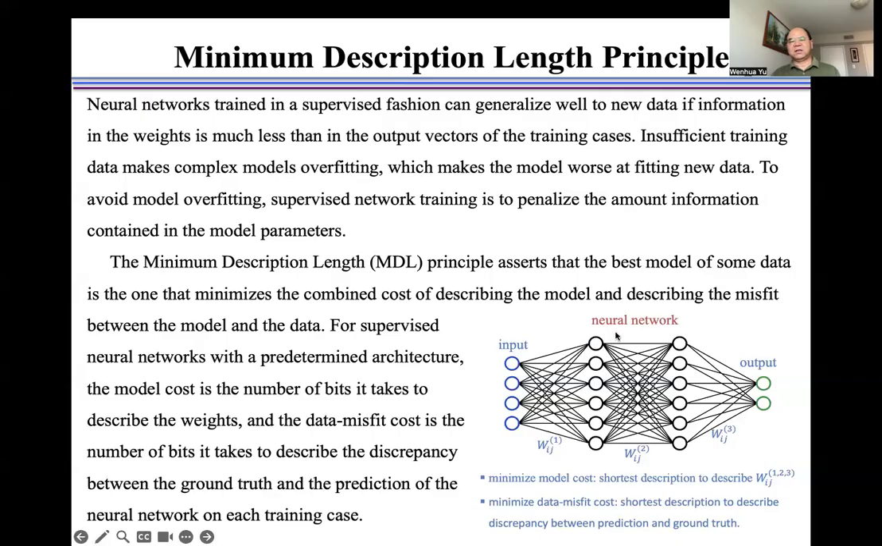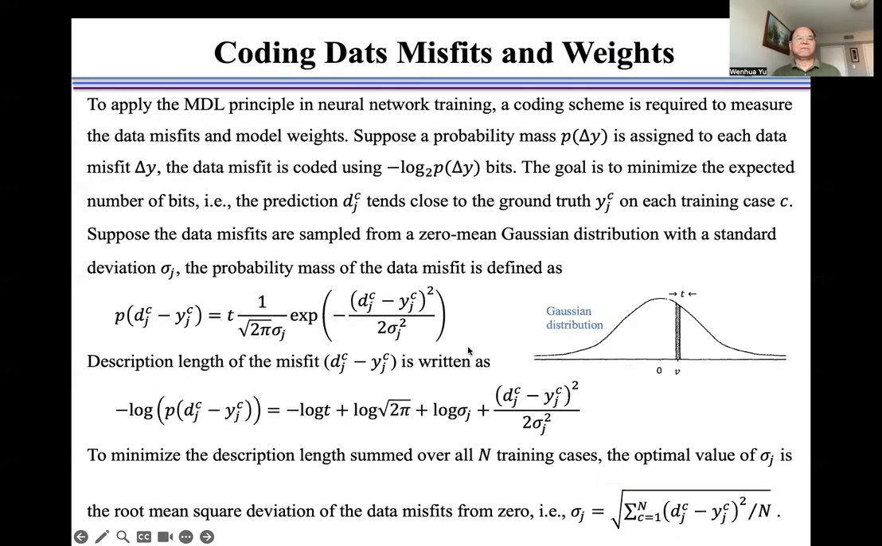Here is a neural network, this is the input, this is the output, and these are the weights. The minimum description length principle carries out two steps. First, minimize the model cost. Second, minimize the data misfit cost.